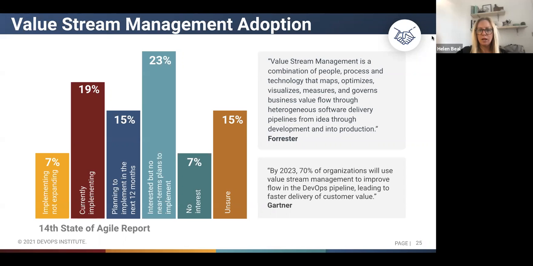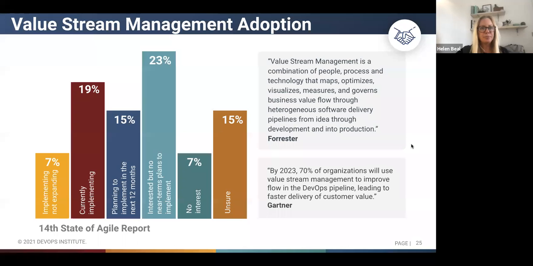So as Gartner's Predicts 21 report that came out in 2020 said, by 2023, 70% of organizations will use value stream management to improve flow in the DevOps pipeline, leading to faster delivery of customer value. So if we've got 25%-ish, 26% doing it at the moment, we've still got quite a long way. So don't panic if you haven't done value stream or implemented value stream management yet. You have time and you're not being left behind, but you should probably think about doing it sooner rather than later.